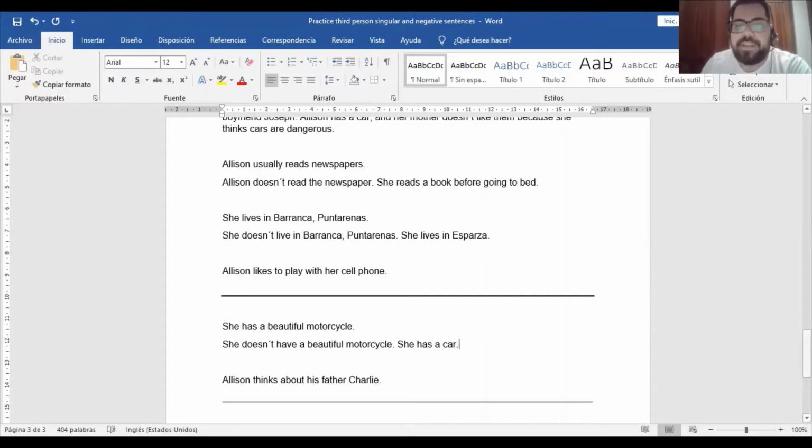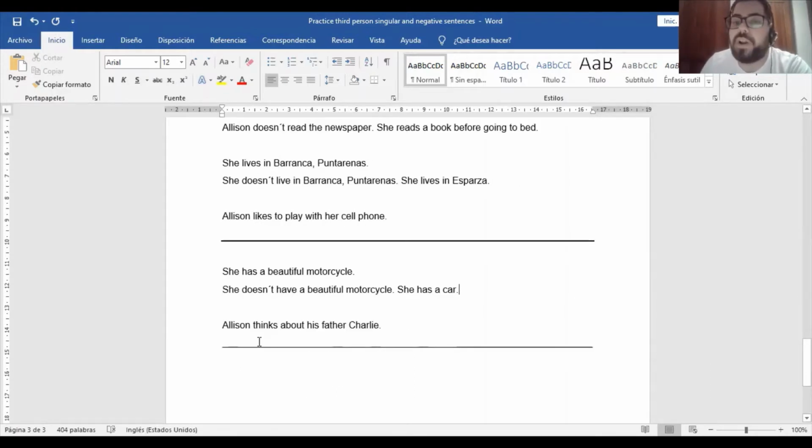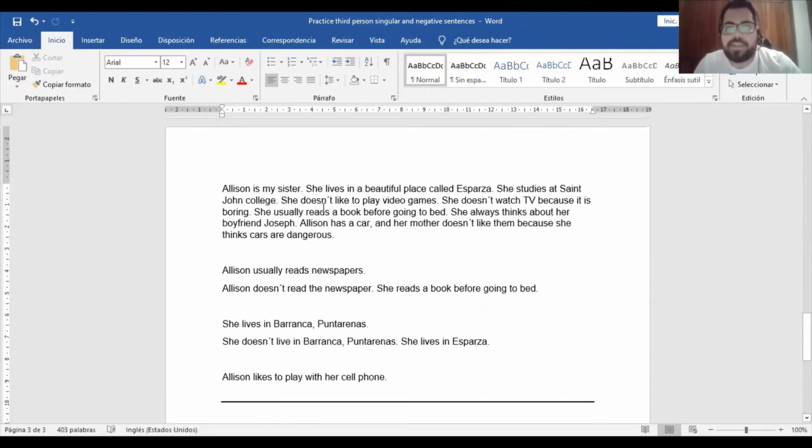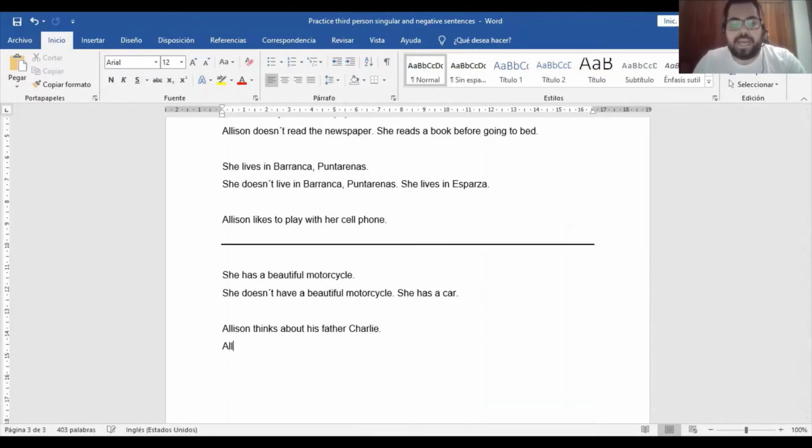And finally, guys, over here it says, Allison thinks about his father, Charlie. Okay. Let's go to the text. And the text says in here, she always, or Allison, right, always thinks about her boyfriend, Joseph. Look at that. So in this case, Allison doesn't think about his father, Charlie. All right, period. She thinks about her boyfriend. Look at that. Her boyfriend, Joseph, right? And there you are, guys.